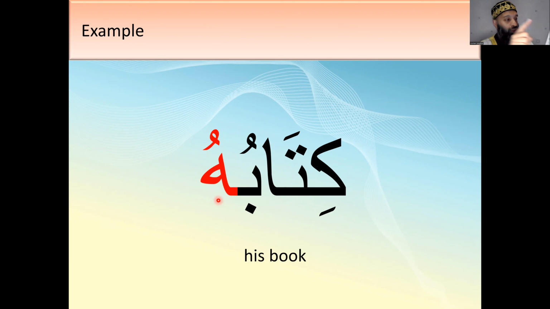All you do is look at the who ending. Where is it coming in the table? Oh, yes, it's there. His. So book is kitab and who is his. So kitabuhu, his book. Right?